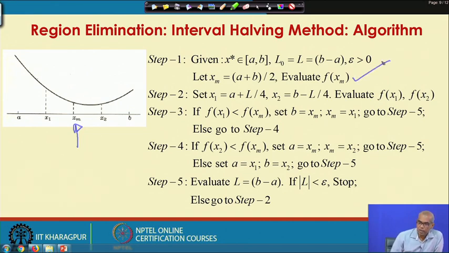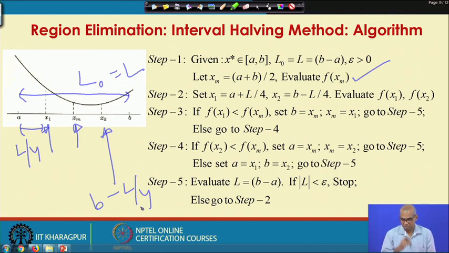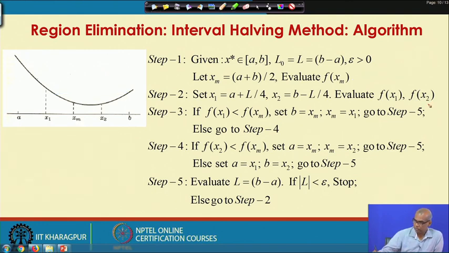Now, we set X1 as A plus L by 4. L is this L0, equal to L, let us say. So, X1 is set as A plus L by 4, because each of these is L by 4. Similarly, X2 is B minus L by 4. So, I have X1, X2, XM. XM is A plus B by 2. That means, XM equals A plus L by 4 plus L by 4. Now, you evaluate the function at x1 as well as x2.